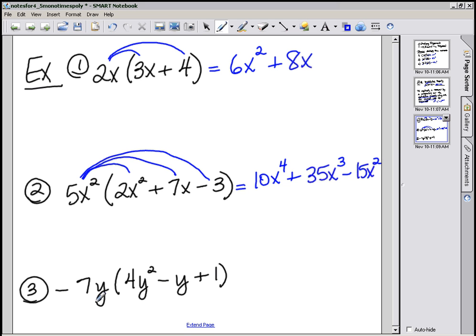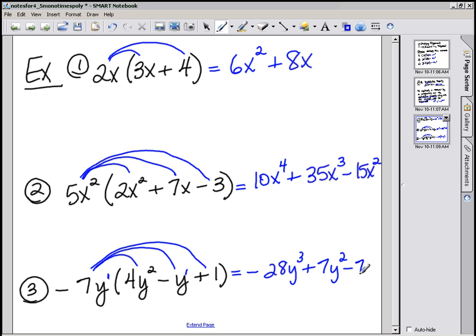Now if I have negative 7y times 4y squared minus y plus 1, I distribute to each of those terms. Just watch your signs. Negative 7y times 4y squared is a negative 28. Be careful here, y to the third, right? Y is understood to be 1. So when we multiply, we add the powers. Negative 7y times negative y is a positive 7y squared, right, because of the 1 and the 1. Negative 7y times 1 is a negative 7y.